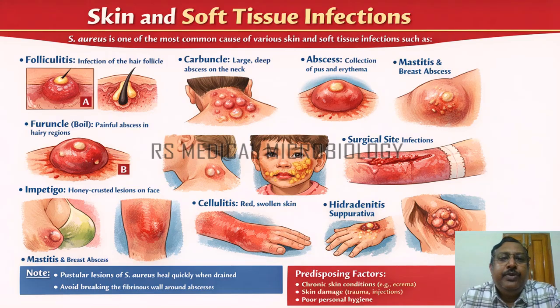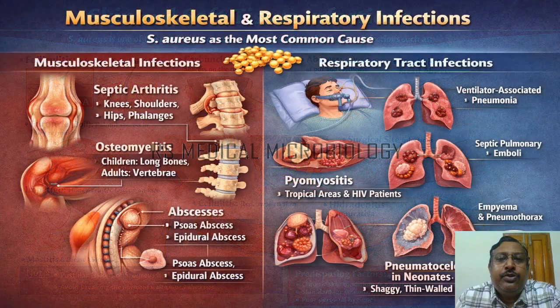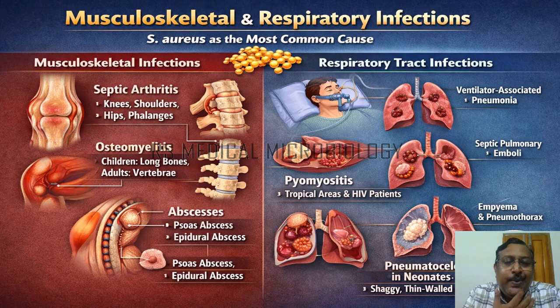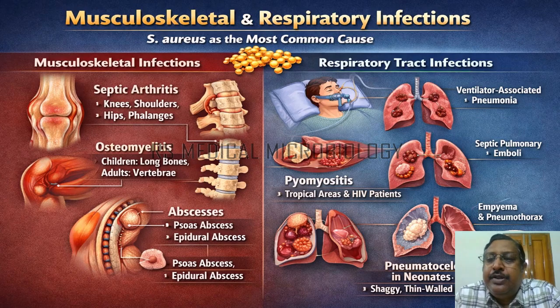The next thing you have is musculoskeletal and respiratory infections. So this is also responsible for causing septic arthritis, osteomyelitis, abscesses in major areas, respiratory tract infections like ventilator-associated pneumonia, septic pulmonary emboli, pyomyositis, empyema, pneumothorax, and pneumatocele in neonates can also be caused by this particular organism.